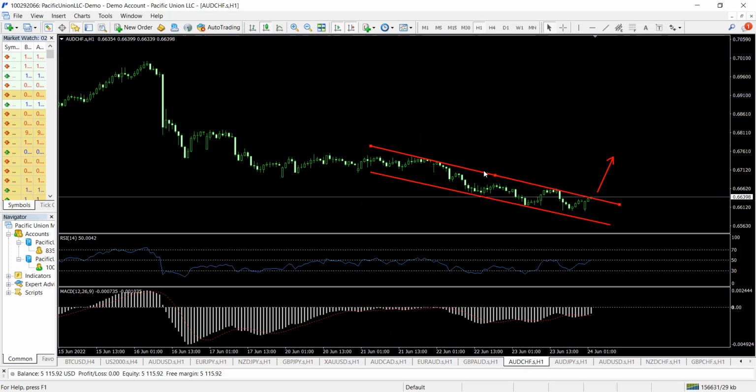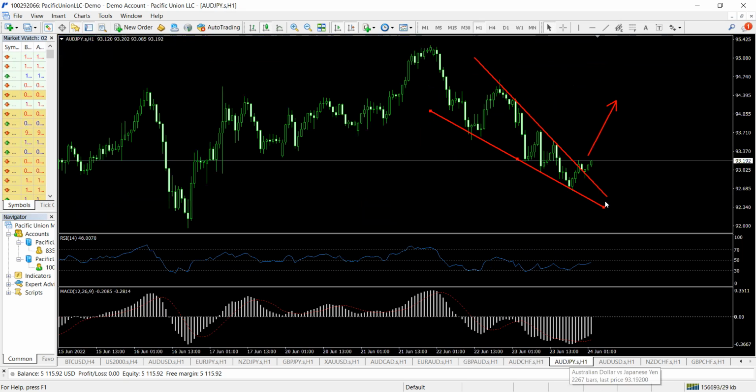AUD CHF, we can see AUD CHF forming a falling wedge, and we're expecting a breakout of price out of this. It's a falling wedge and more even like a channel, a breakout of price out of the trend line will signal an upward or bullish movement in price. So we're bullish biased on AUD CHF. Likewise, we're bullish biased on AUD JPY.